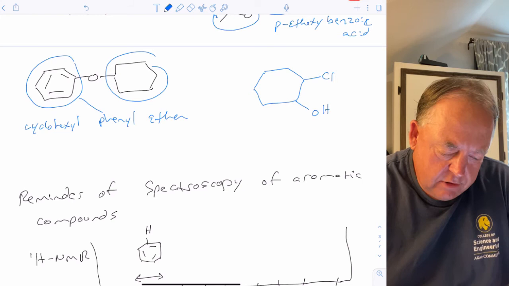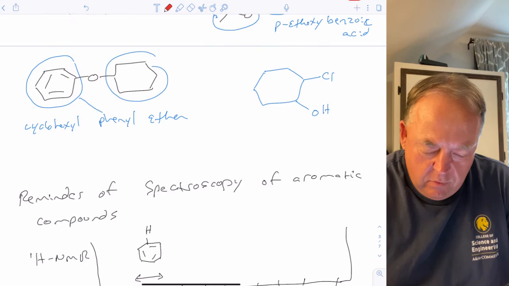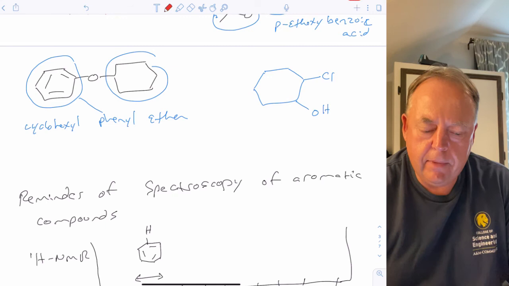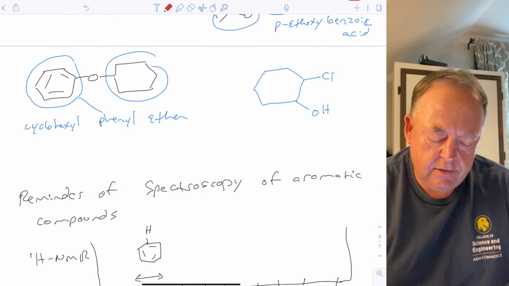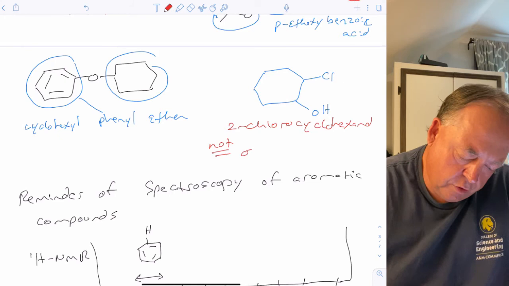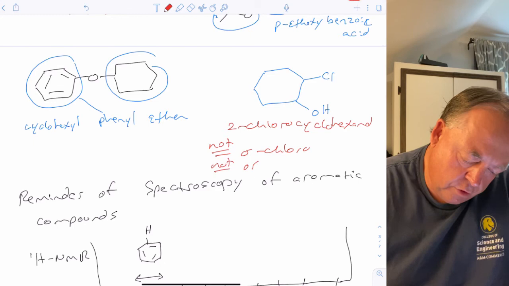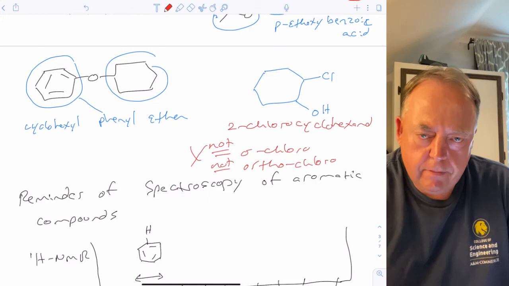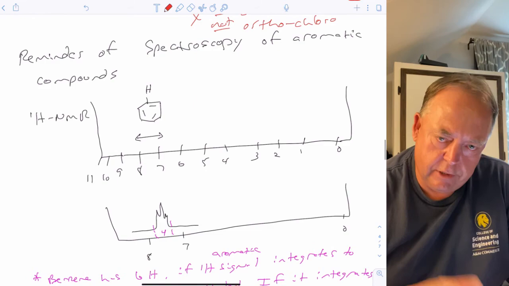So maybe they want to call this orthochloro, but you only use ortho-meta-para for benzene, nothing else. That's not a benzene, that's a cyclohexane. So you would simply call this 2-chloro-cyclohexanol, not ortho. Right, not ortho, not O. You only use ortho, meta, para for benzene, nothing else. And then you only use it if there's only 2 things on benzene.